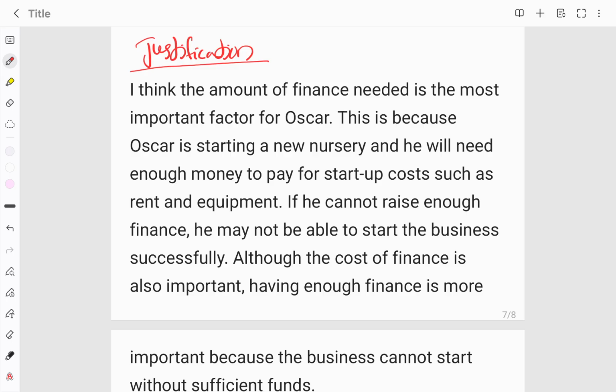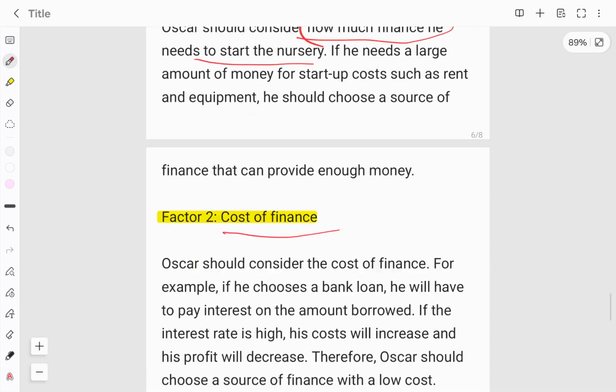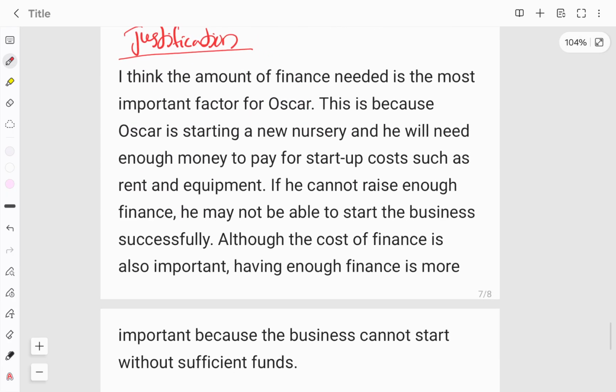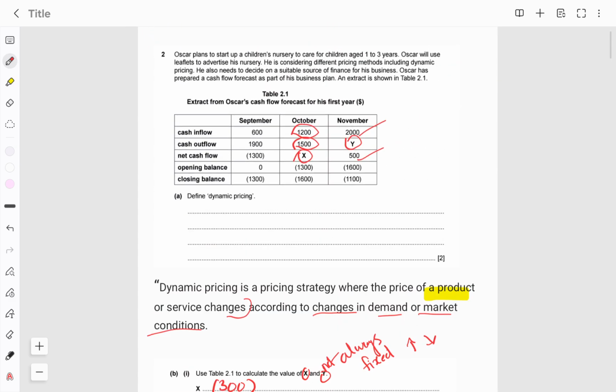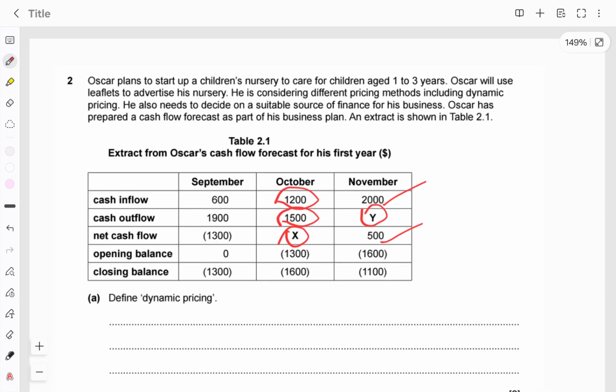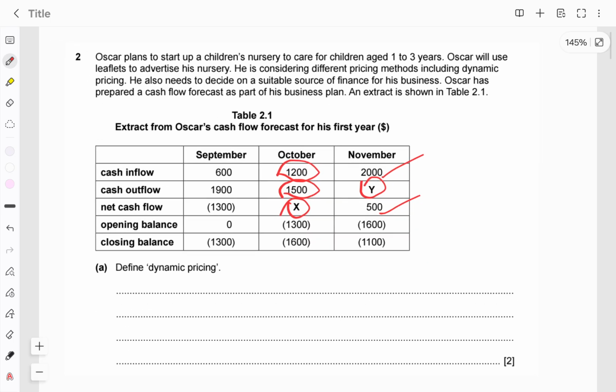So remember the structure for an 8-mark question. Factor 1, explain it and link it to the business. Factor 2, explain it and link it to the business. Then give a clear judgment and justify why you think one factor is more important. Okay. So here you can see the answers and justification. Factor 2, factor 1. Here you can see the question clearly. So you should read the question carefully and answer one by one.